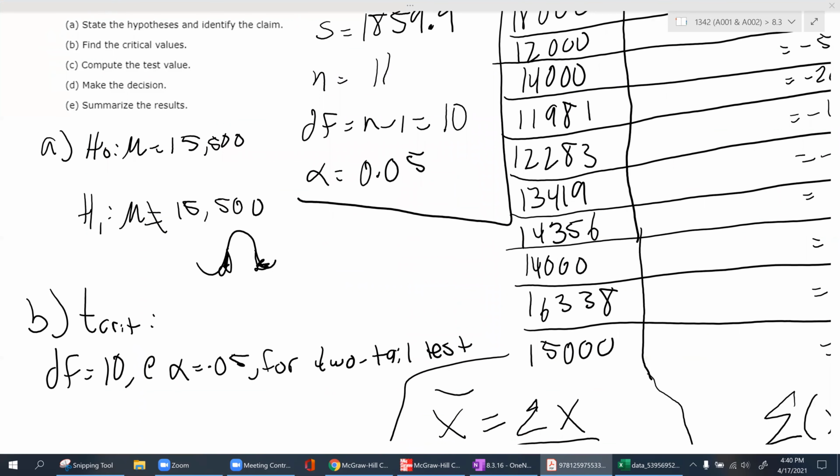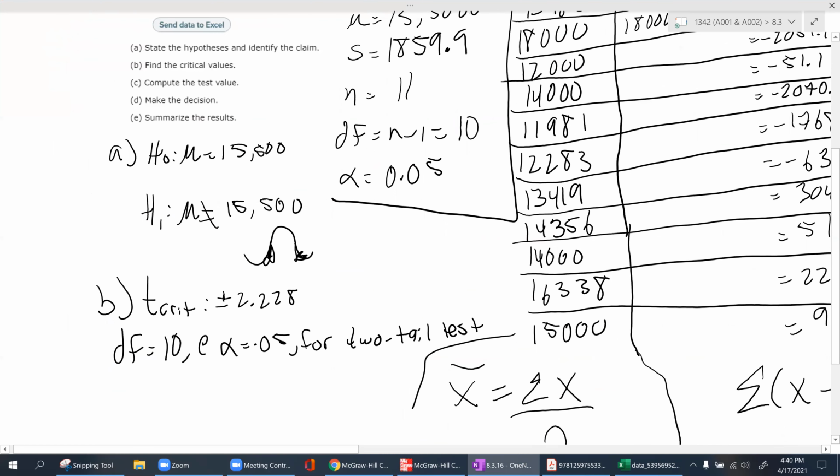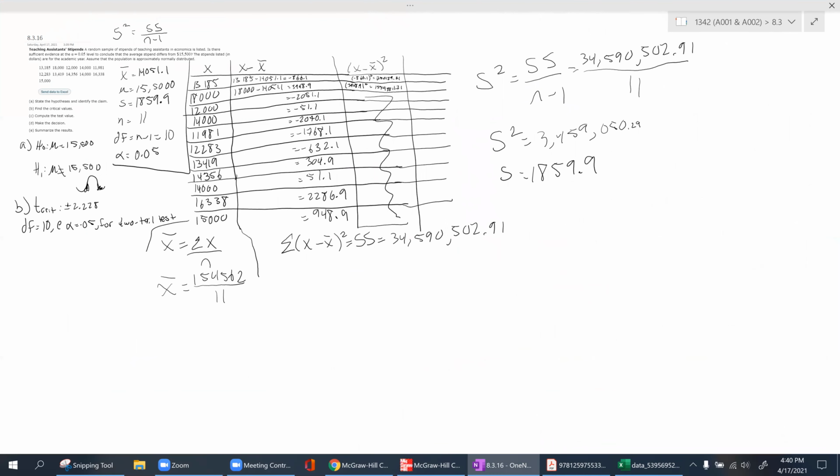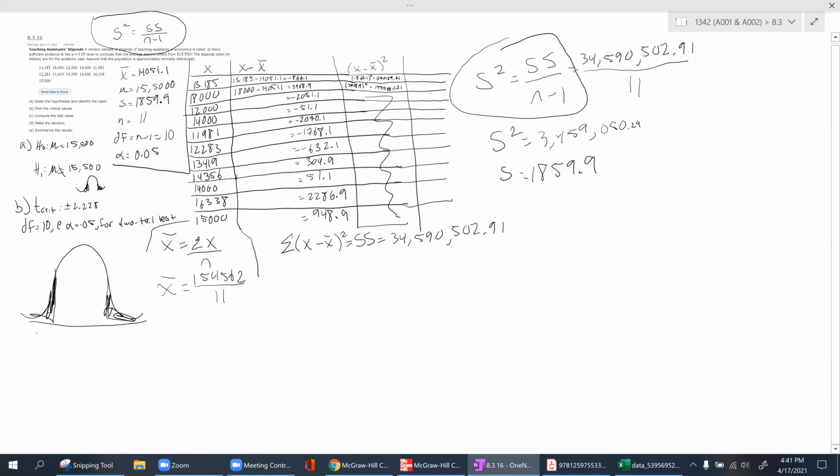2.228. So it's a two-tailed test, so it's going to be plus or minus 2.228, right? So you have two values. Go ahead and zoom out for all of you. And you'll need this golden formula again, this wonderful golden formula there. So I'm going to go ahead and draw this. Yes, you need to draw it for your exam. This is negative 2.228. This is 2.228.